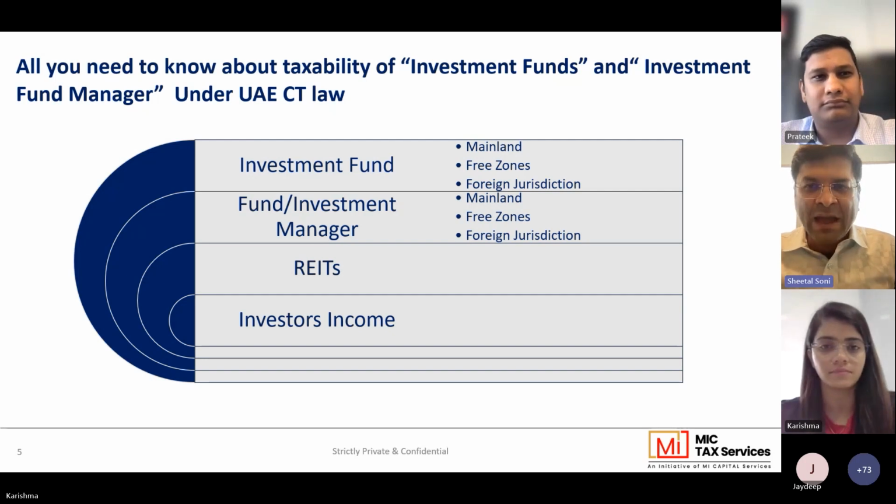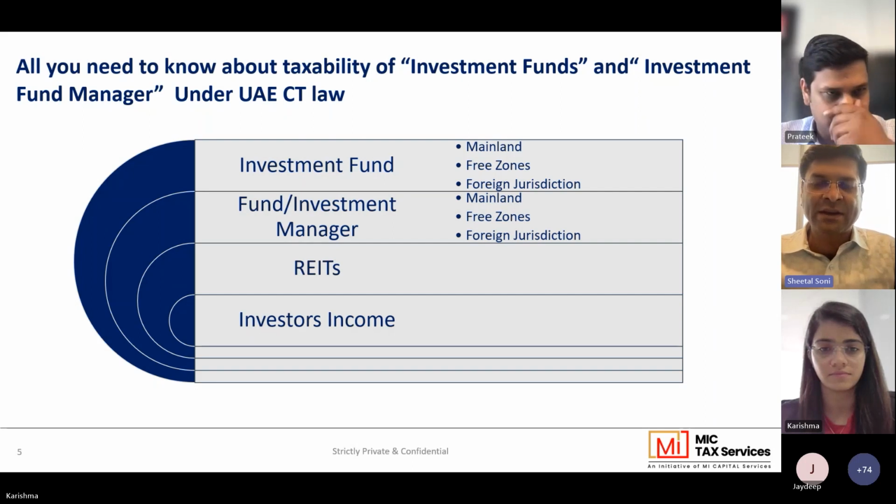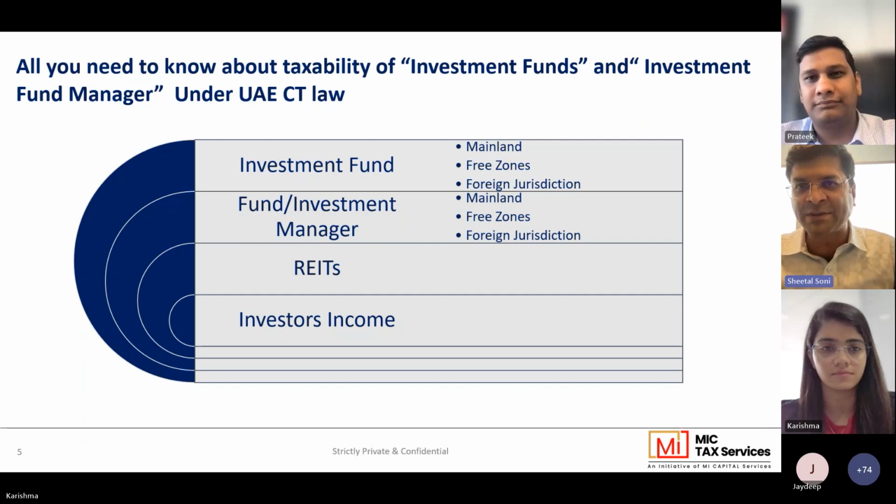So I am here with my colleagues Prateek and Karishma. They will walk through all these different categories and the law, as well as the ministerial decisions which clarified a lot of other conditions for the investment fund and investment fund manager.